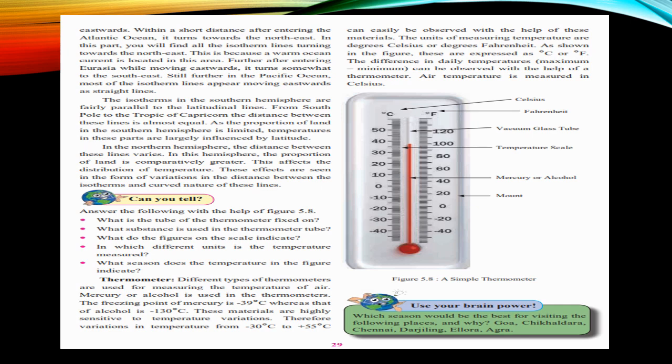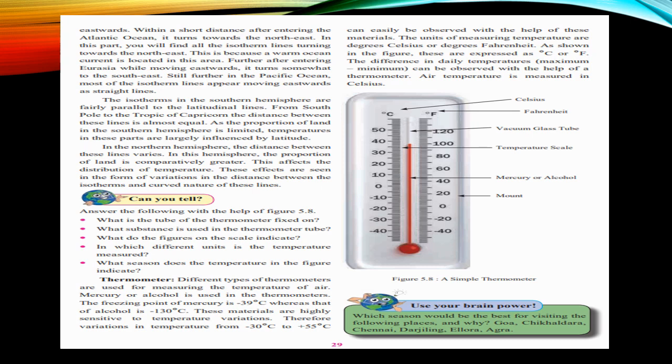Within a short distance after entering the Atlantic Ocean, it turns towards the northeast. Now, by seeing the figure only, आप figure से ही ये सारी चीजें देख सकते हैं, है ना? मैप से ही देखेंगे कि कौन सा 0 डिग्री वाला कहाँ जा रहा है, कैसे जा रहा है. Yes, we find all the isotherm lines turning towards the northeast. सारे turn होंगे northeast के तरफ. This is because a warm Asian current is located in this area. Further, after entering Eurasia, moving eastward, it turns somewhat to the southeast.